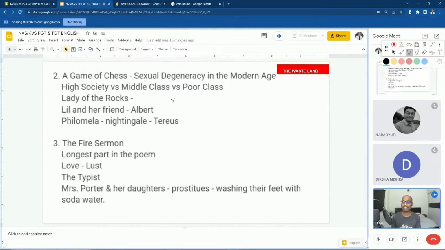So all these things are discussed in the second part, A Game of Chess. When they were playing chess, it is actually the sexual degeneracy in the modern age, how men and women have come out of that mindset of having a single partner, and they started having illicit relationships. So the important characters in A Game of Chess are Lil and her friend, and then Philomela, a woman who has been raped by her sister's husband Tereus, who is a king. When she can't do anything to him, she prayed to God, and God turned her into a nightingale. So who turned into a nightingale in A Game of Chess? It is Philomela. Nobody will ask you in the examination who raped Philomela.